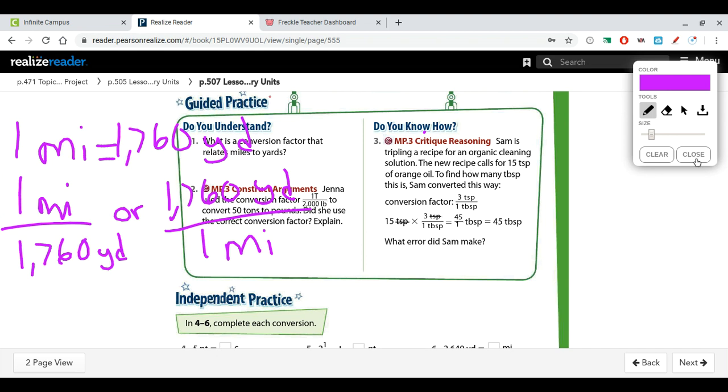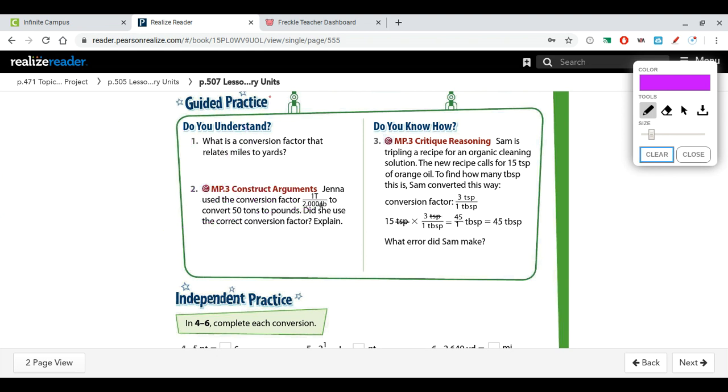All right, number 2 says Jenna used the conversion factor 1 ton equals 2,000 pounds to convert 50 tons to pounds. Did she use the correct conversion factor? Explain. When I set this problem up, I have 50 tons, so I want 50 T, and I want to get to pounds. I want to know how many pounds that equals.